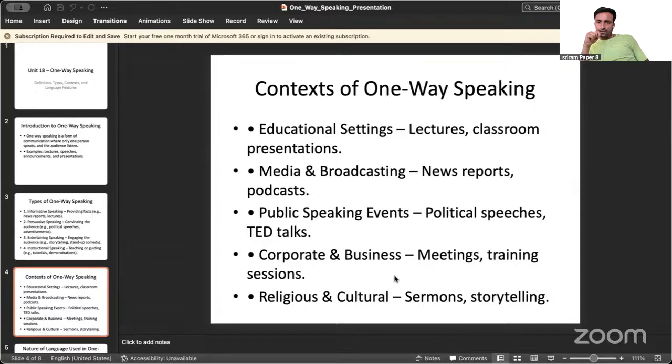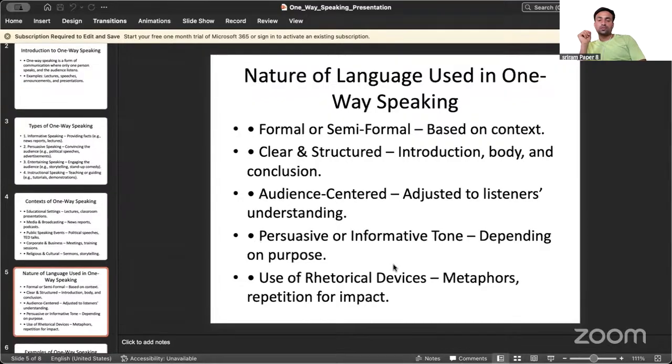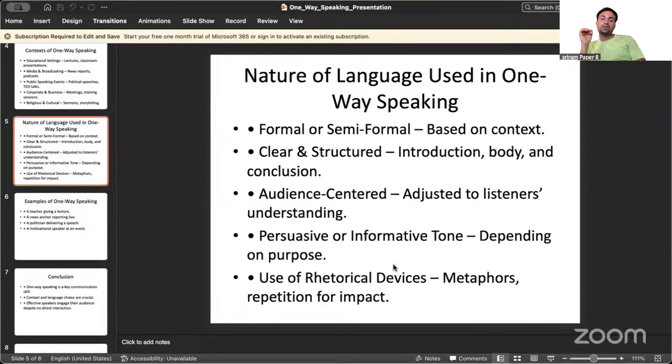Context of one-way speaking: educational settings, lectures, classroom presentations, media and broadcasting, news reports and podcasts, public speaking events, political speeches and TED Talks, corporate and business meetings, training sessions, religious and cultural sermons. Nature of language used in one-way speaking: formal and semi-formal, audience-centered, persuasive information, use of rhetoric.